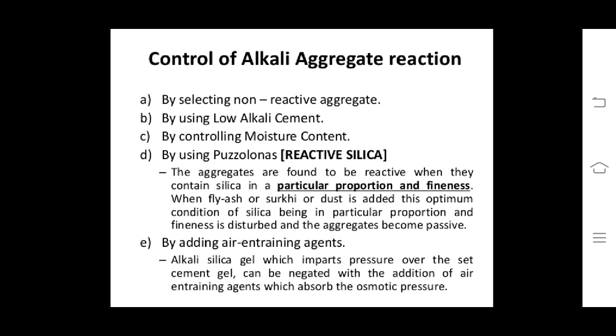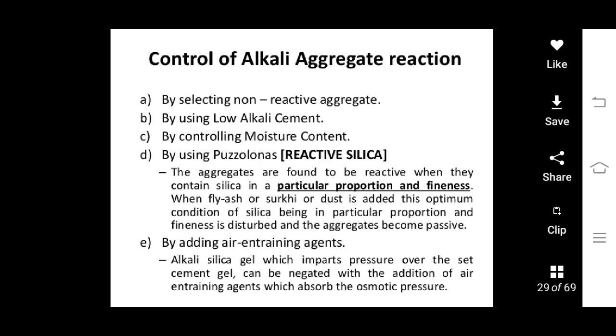How to control alkali aggregate reaction? Alkali aggregate reaction can be controlled by the following means: by selecting non-reactive aggregates, by using low alkali cement, by controlling moisture content, by using pozzolanas. The aggregates are found to be reactive when they contain silica in a particular proportion and fineness. When fly ash or surkhi or dust is added, this optimum condition of silica being in particular proportion and fineness is disturbed, and the aggregate becomes passive.